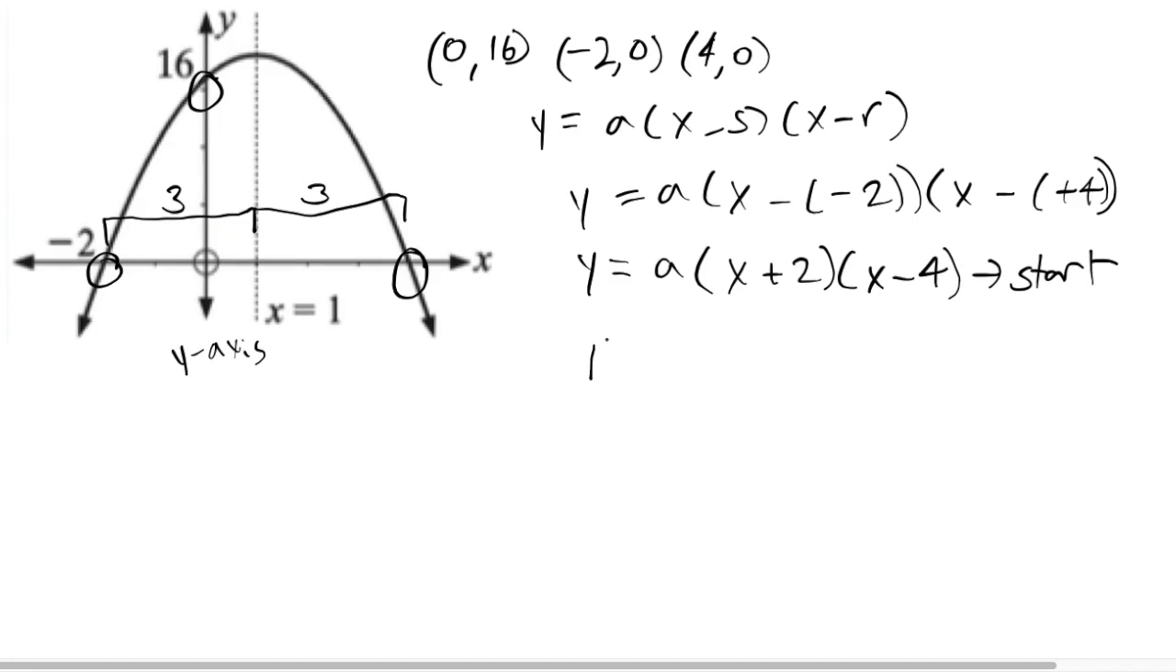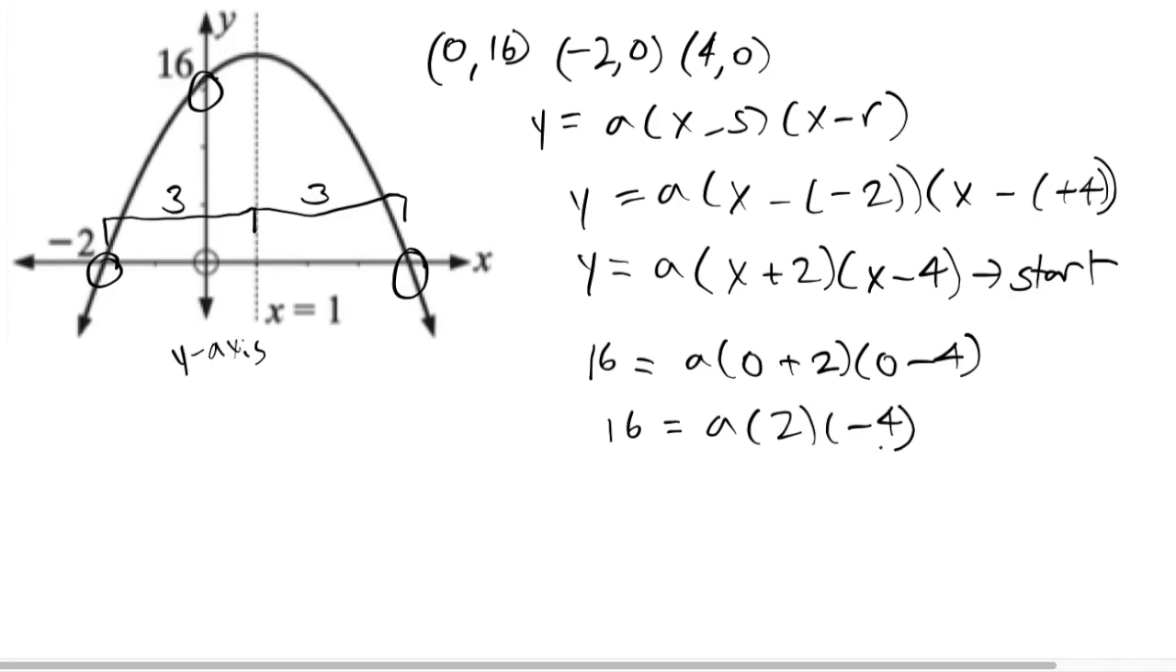So 16 is equal to a. We know that x is 0 for y equal to 16, so (0 plus 2)(0 minus 4). So we can solve for a. 16 is equal to a times 2 multiplied by negative 4. So we get that a is equal to 16 over negative 8, which is equal to negative 2. a is equal to negative 2.